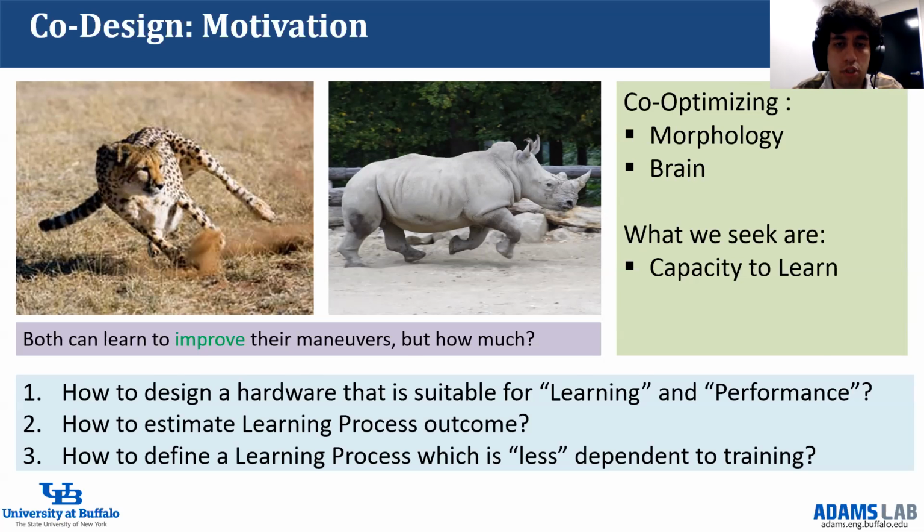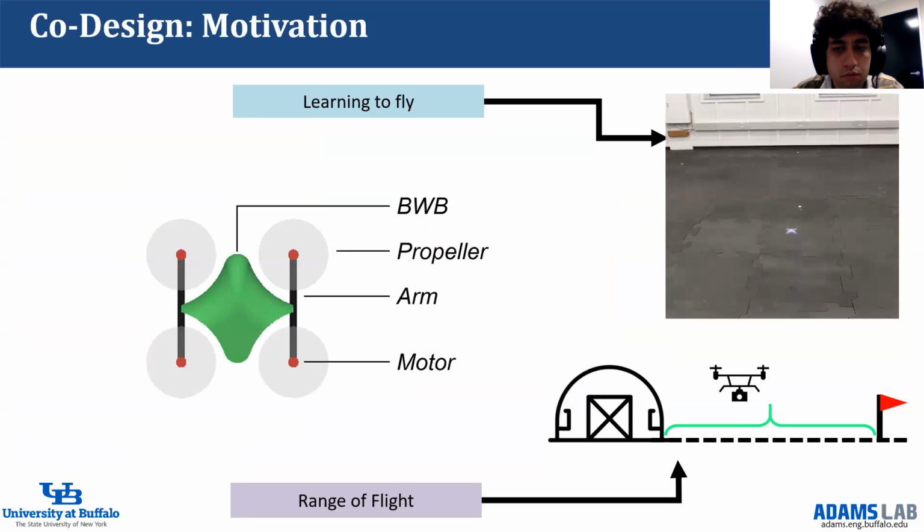So that was the question we were trying to solve. The problem that we had was definitely not Rhino and Cheetah. It was a UAV, a blended wing body UAV. And we were trying to optimize the shape, the propeller, arm, and the motors, for example.